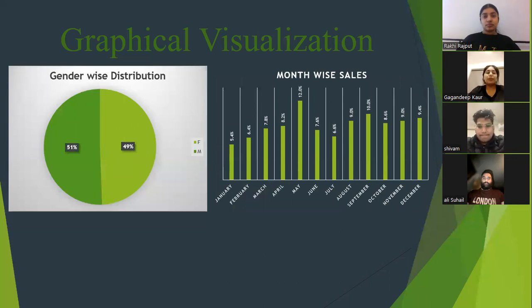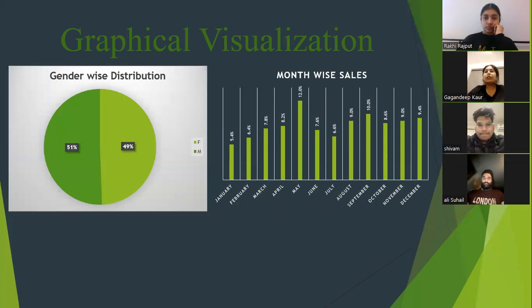This graph represents the distribution of customers based on their gender, and there were only 51% male and 49% female customers. So we can see that the number of customers is almost equally divided.